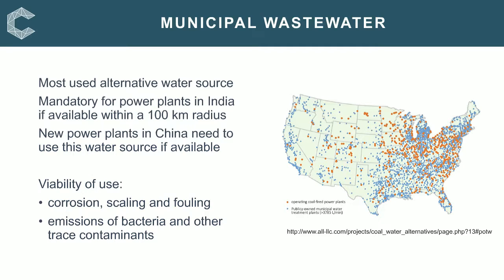As you can see from the map, the majority of coal power plants in the USA, and these are the orange dots, are situated near to a publicly owned municipal wastewater treatment plant, and these are the blue dots.